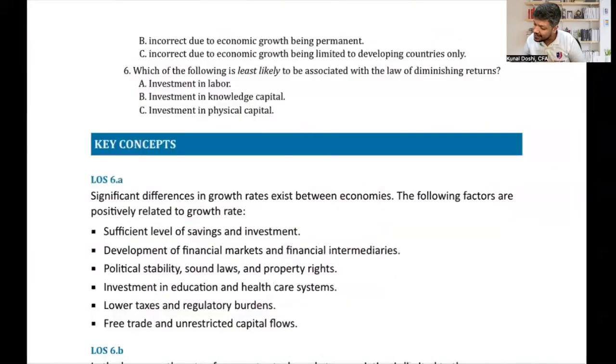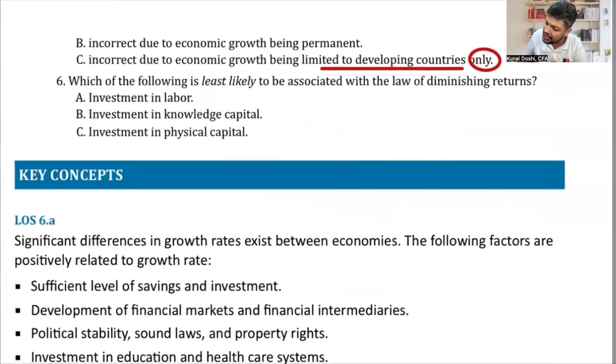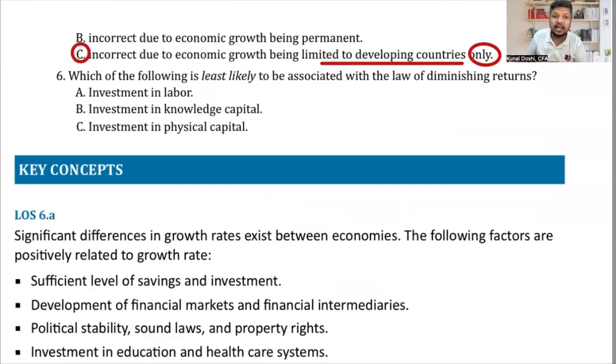So it is incorrect due to economic growth being permanent. No, that is true with endogenous. Due to economic growth being limited to developing countries only. Yes, that is the incorrect one, isn't it? See, everyone? Clear? Agree, everyone?